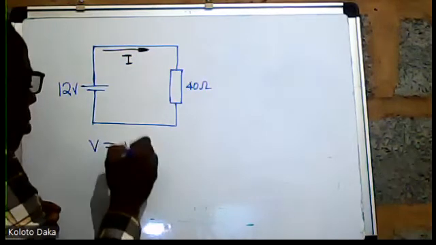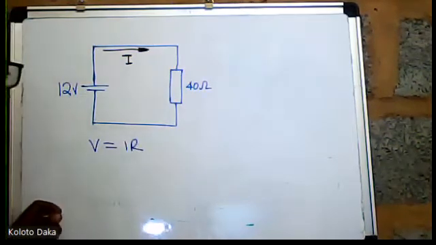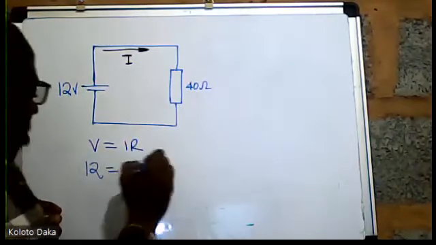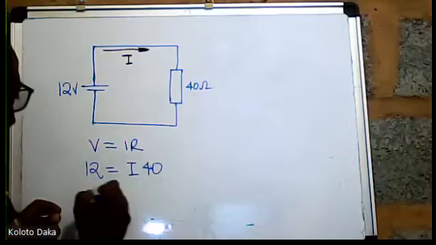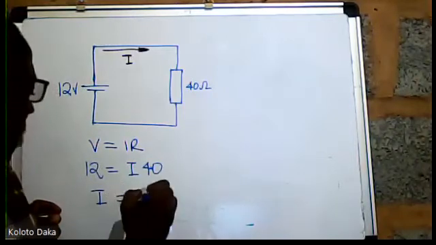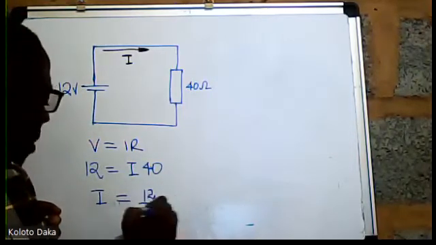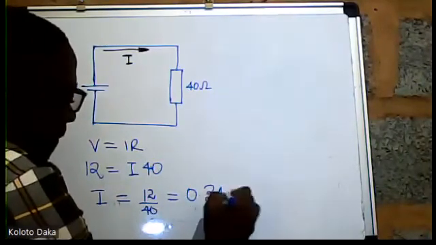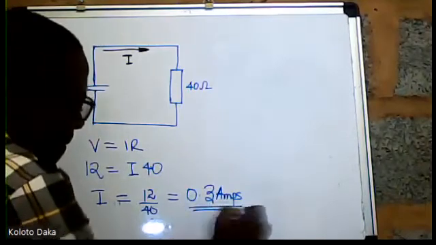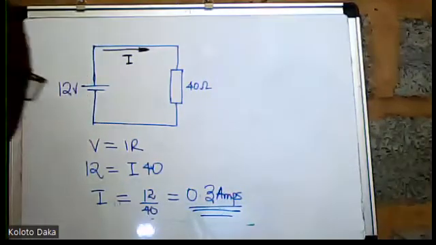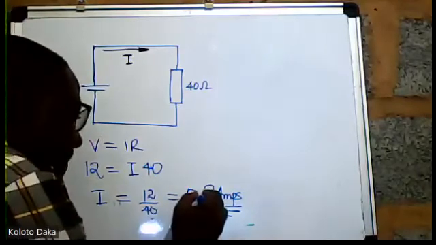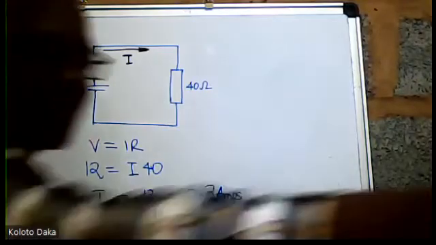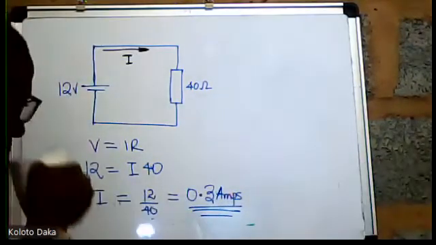V is equal to IR. Our V is 12. Our I we don't know. Our R is 40. I is equal to 12 over 40. Punch. 0.3 amps. Punch and confirm.